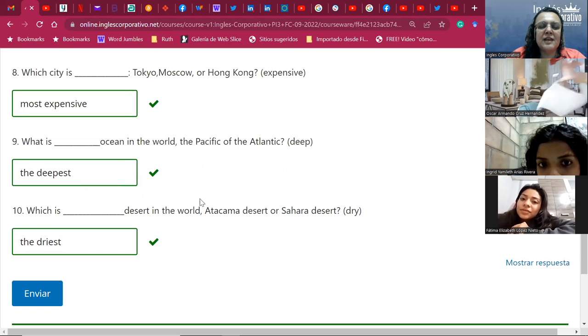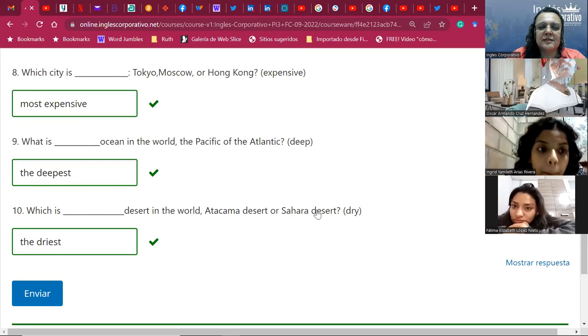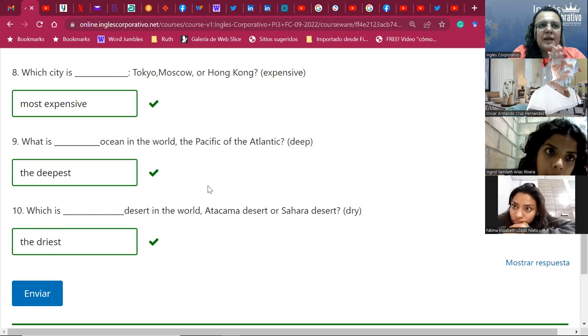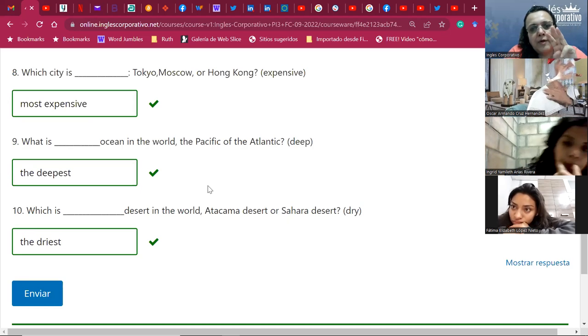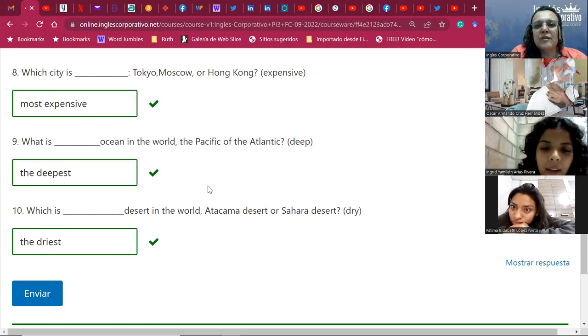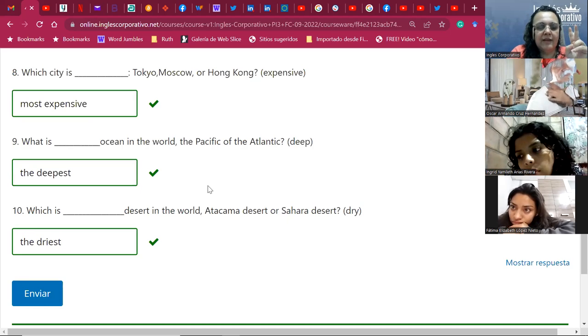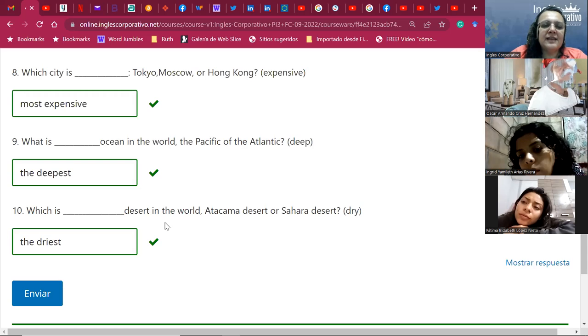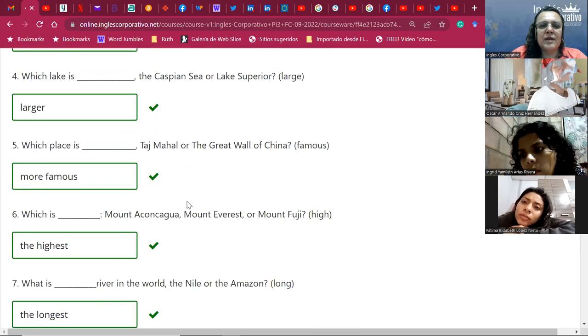Now, if you notice here, they only give you two things, but they are not comparing just them. They say in the world, okay? Then it's more than just two things. That's why it is with superlative. Remember that the superlative is when it's more than two things being compared. Si se estuvieran comparando solo dos cosas, debería de ser con comparative form. But in this case, they say in the world, okay? That's why it's superlative.